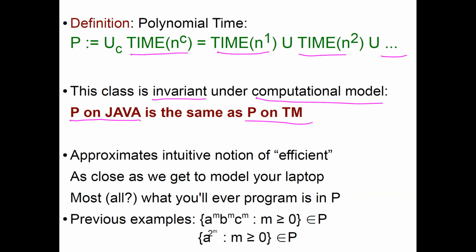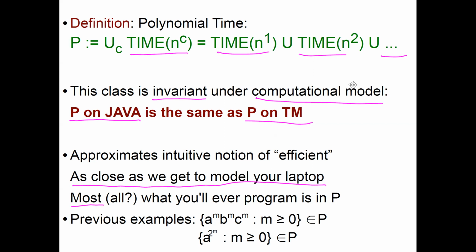So this is our notion of efficiency. It is as close as we get to modeling your laptop, if you have one. Okay, so P is our notion of efficient computation. You can be more precise. It makes a lot of sense to think of, like, time n in Java for efficient, and this can be done, and there is some interesting theory in complexity which deals with that, but now we're just seeing the big picture, so we're going to just think of P.